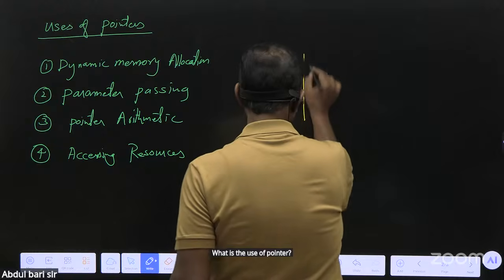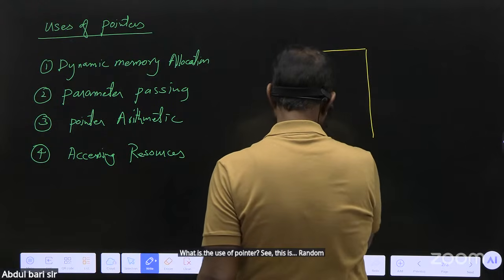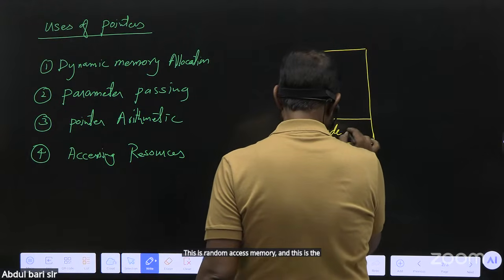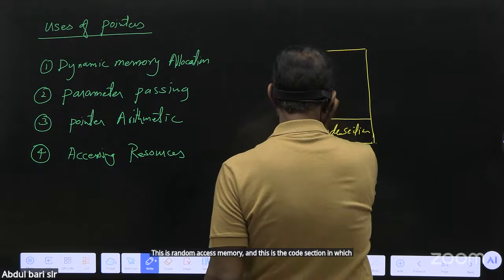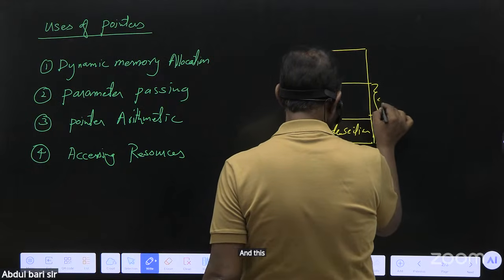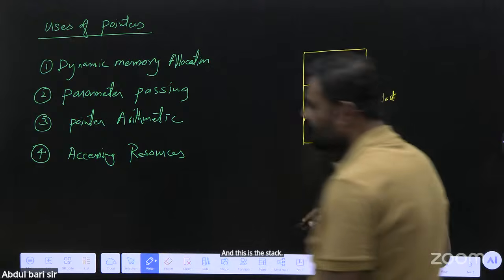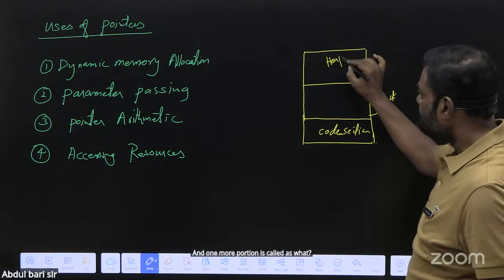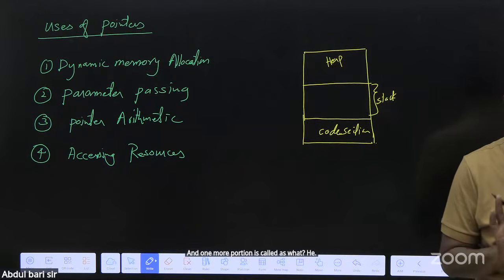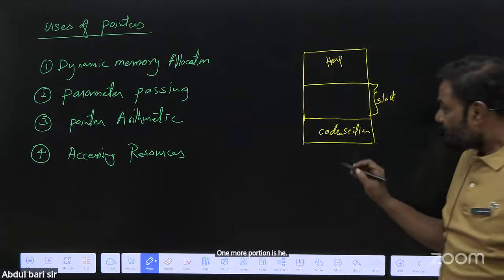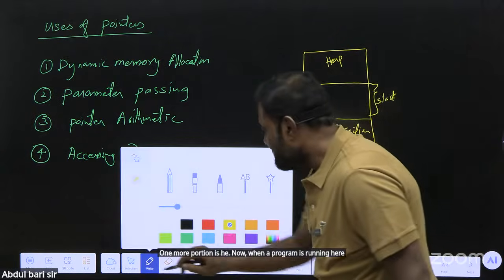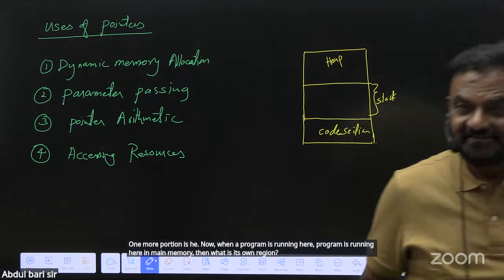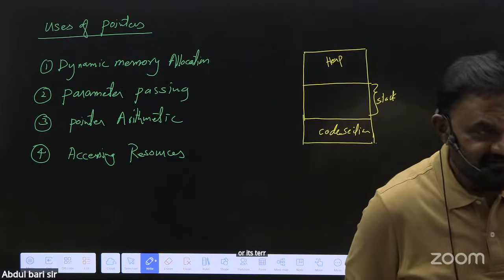See, this is random access memory, right? This is random access memory, and this is the code section in which your program resides. And this is the stack. And one more portion is called what? Heap. One more portion is heap. Now, when a program is running here in main memory, what is its own region, the program's territory, its own territory?